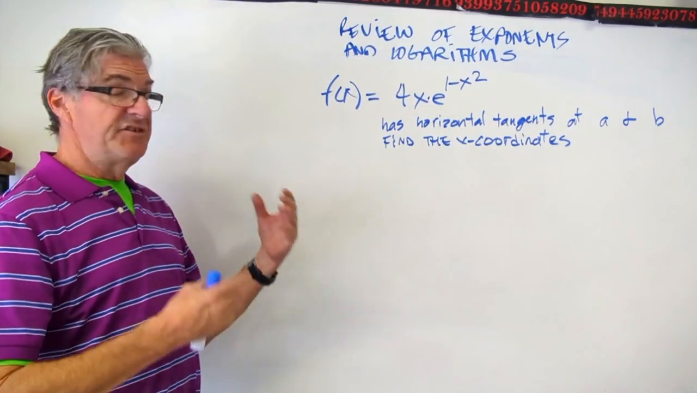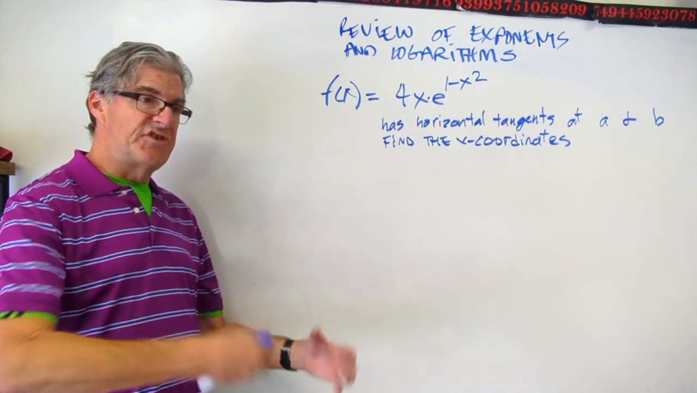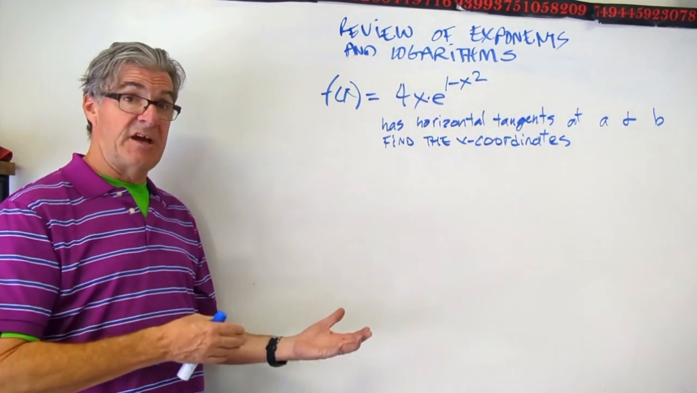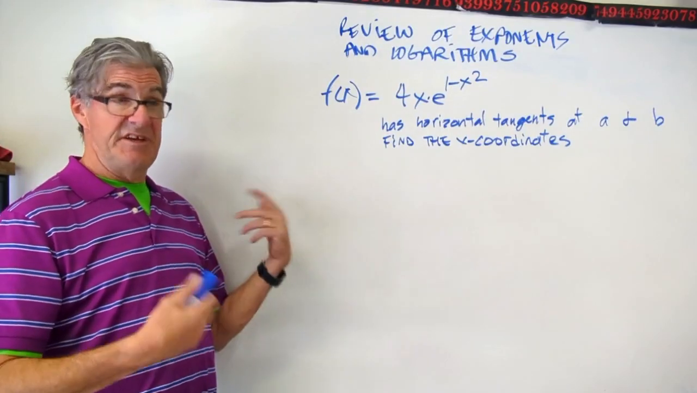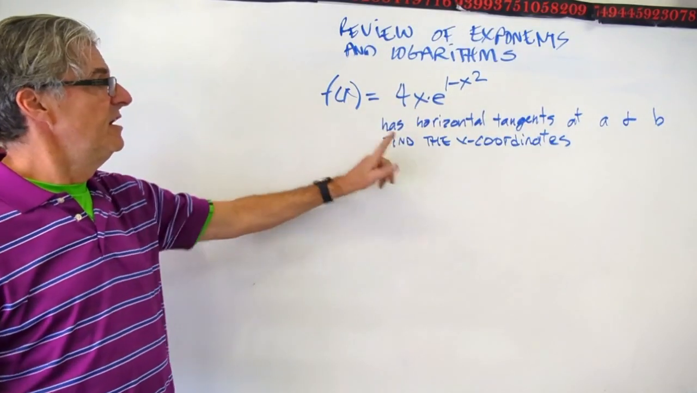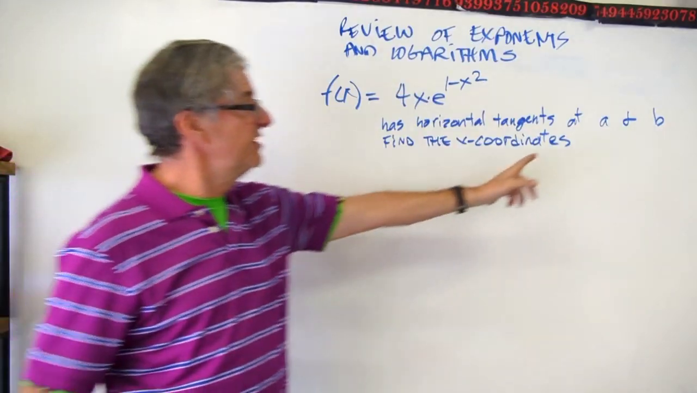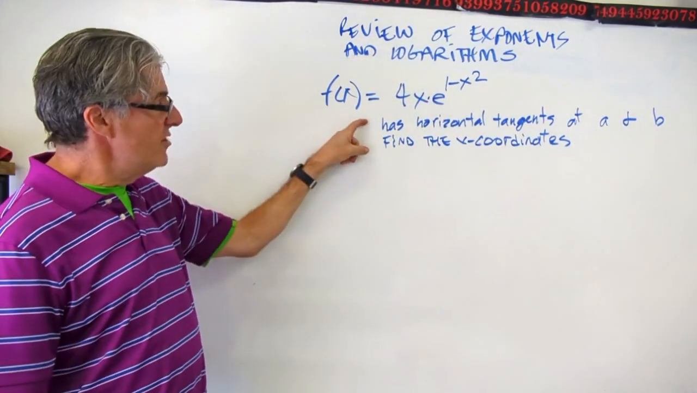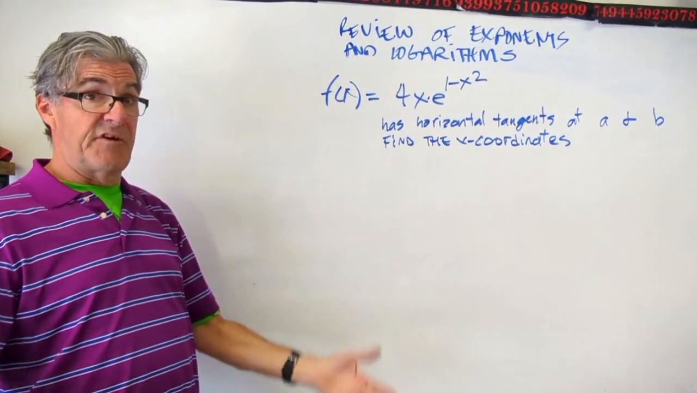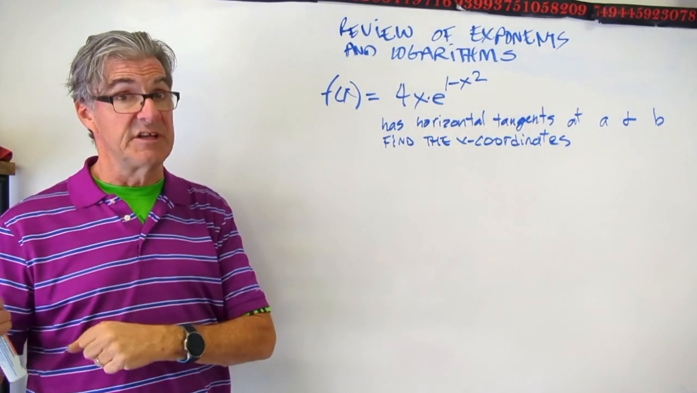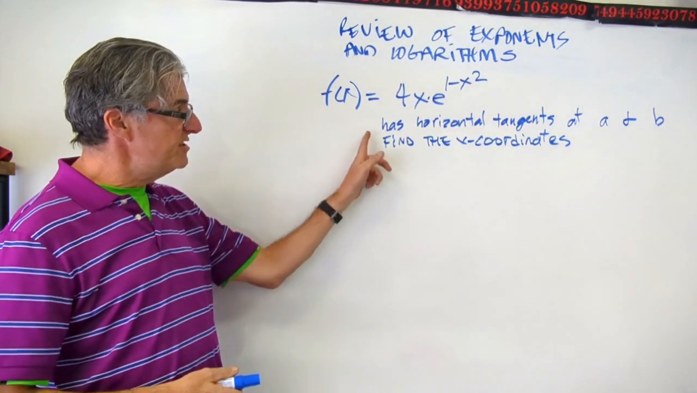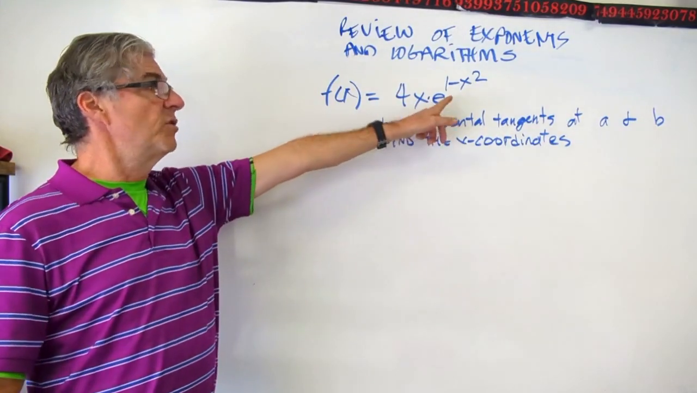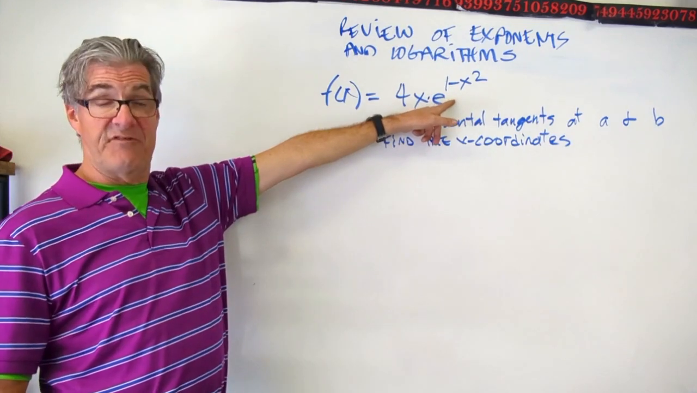Okay, this problem is a typical IB problem that uses one topic to set up work in another topic. So the prompt for this is as follows. Here's our function, it has horizontal tangents at A and B. Find the x coordinates. Understanding this prompt comes from our chapter on differential calculus, and you need to understand what this prompt means in terms of that chapter so you know what to do with our current chapter and this function.